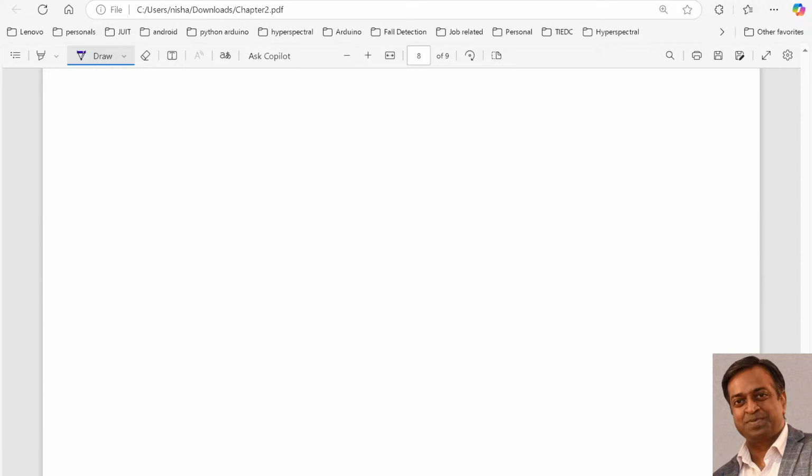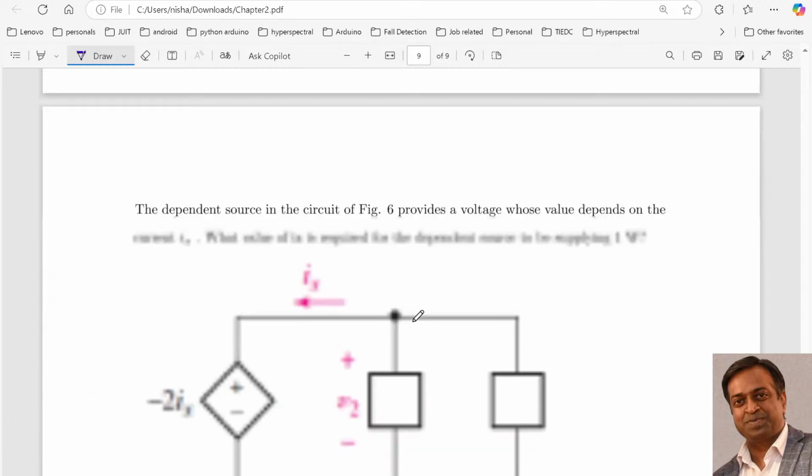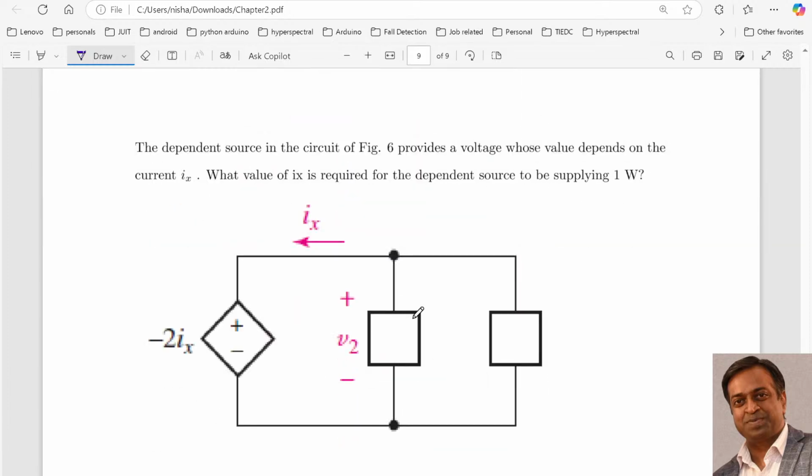Okay, so we have one more question, the last question. Over here it is given that there is a dependent source in the circuit, providing a voltage whose value depends on the current Ix. So we have the dependent voltage source, which is this, and its value depends on Ix. What value of Ix is required for the dependent source to supply 1 watt? So to supply 1 watt, what do we need? We need that the current should leave.